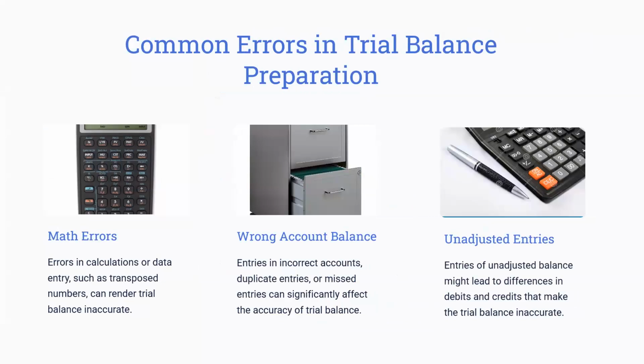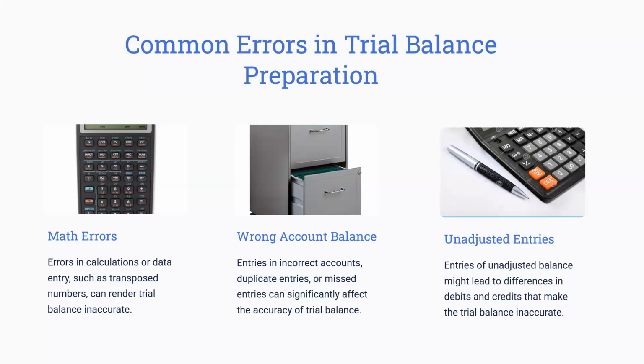Now we will see the common errors which happen in trial balance preparation. The first one is the mathematical error, that is, errors in the calculation or data entry. For example, transposed numbers: if you want to post 10,000, you may add one more zero or miss out one zero, so it may be posted as 1 lakh, or posted as 1,000 instead of 10,000. Also, when you finally add up everything, the total calculation may have an error. These kinds of mathematical errors may happen.